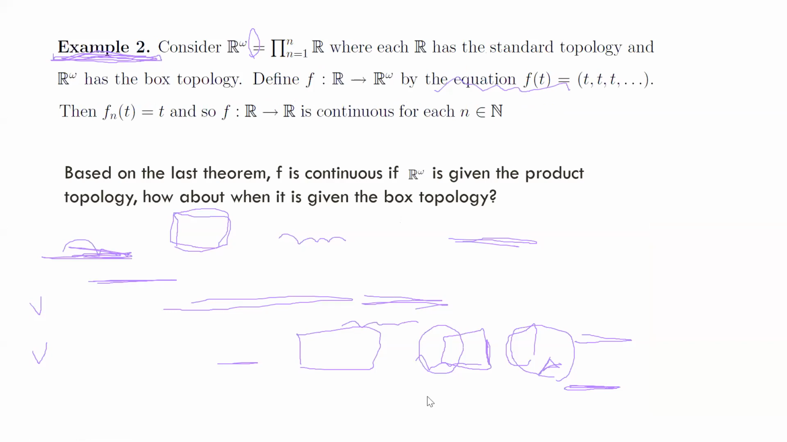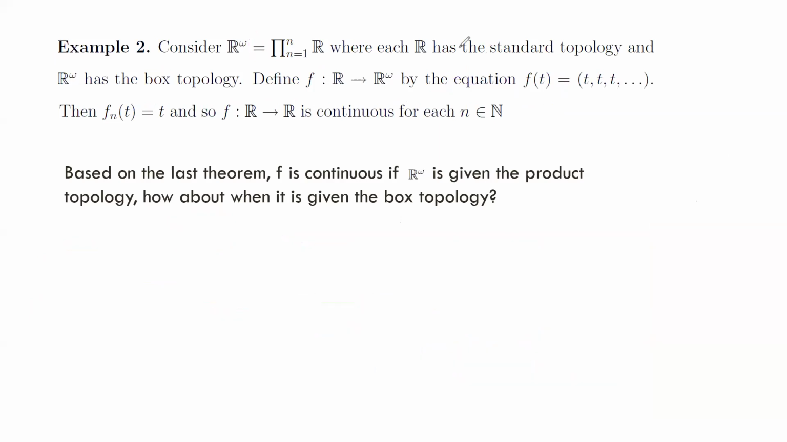Oh, okay, so this is actually an example which shows us why the box topology is not as good as the product topology. Let's consider R omega, where each R has the standard topology and R omega has the box topology. So it's actually an infinite number of copies of R. And then we define a function f from R to R omega by the equation f(t) = t, so f_n(t) = t.